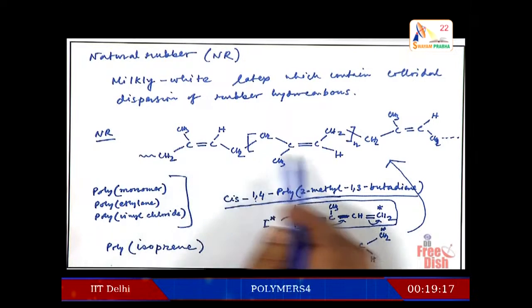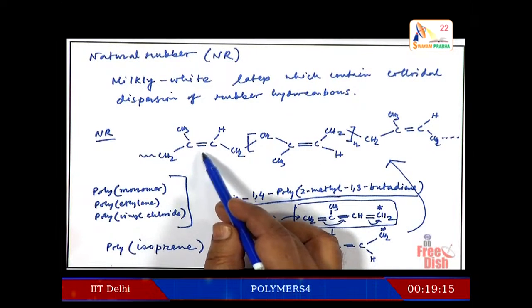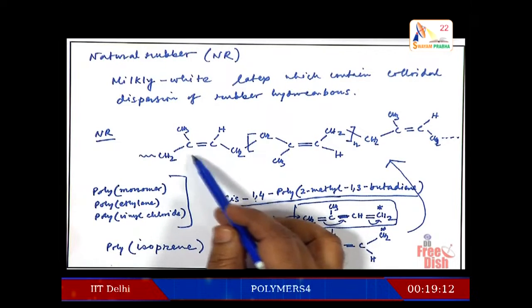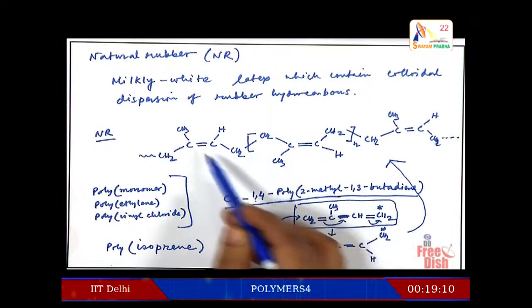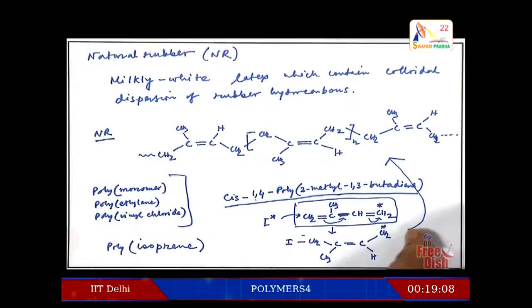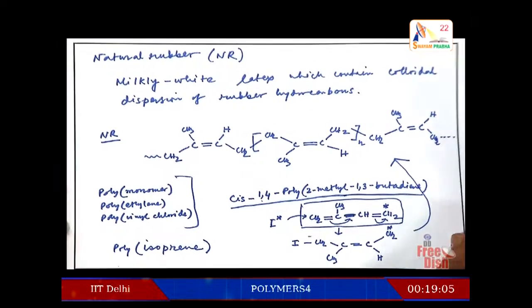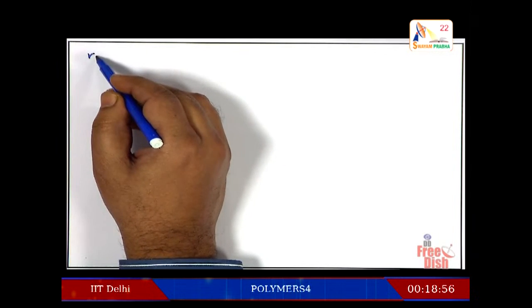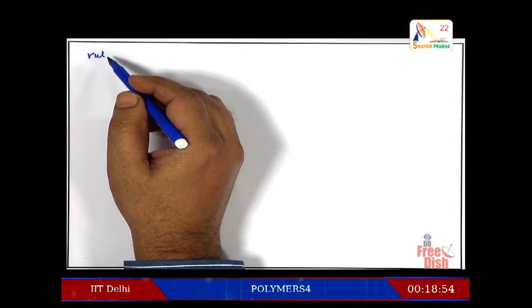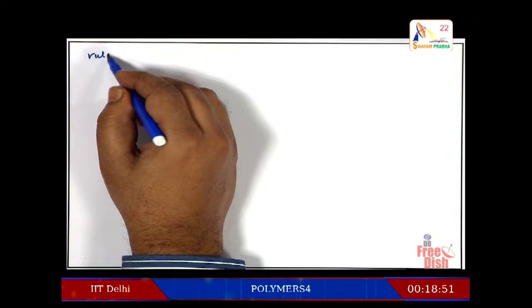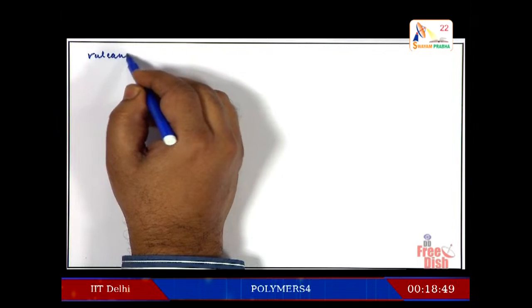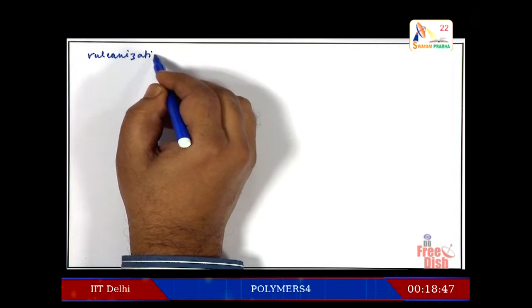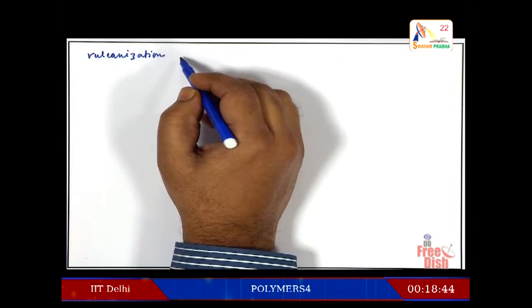And these double bonds also help us do further chemical reactions on the double bonds, which is what the vulcanization step is used to do. So, we will now learn what is vulcanization.